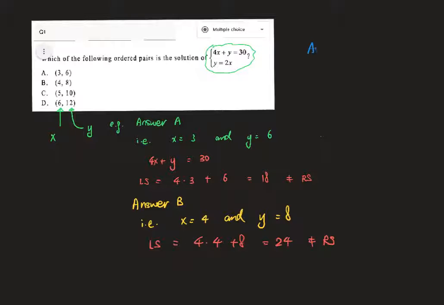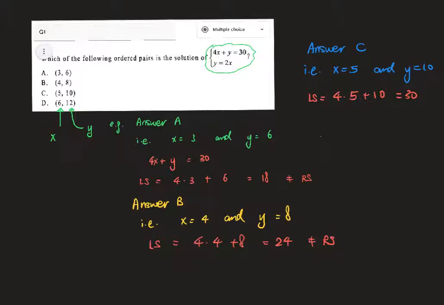How about C? C, that is x equals 5 and y equals 10. I check the first equation first. Left side equals 4 times 5 plus 10, which is 30, equal to the right side. The first equation is satisfied. We still need to check the second equation.